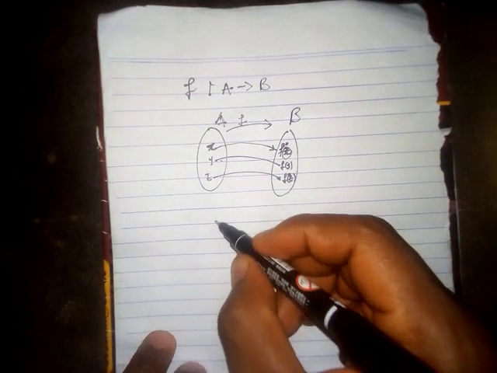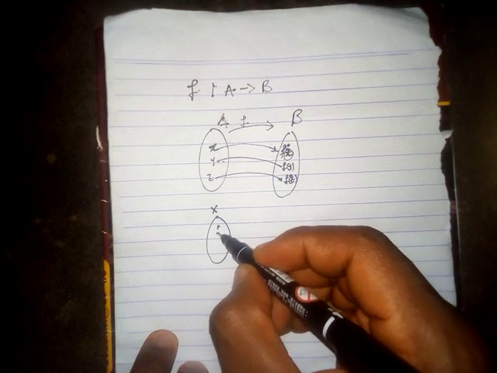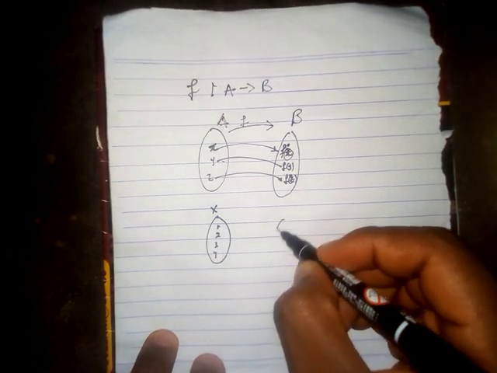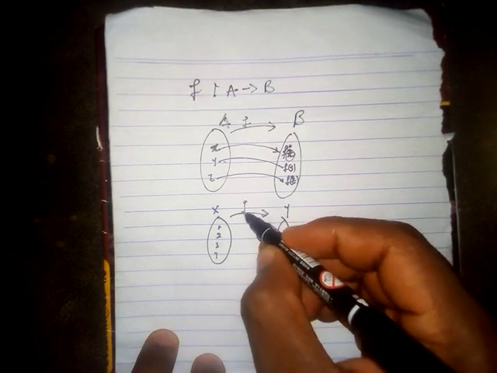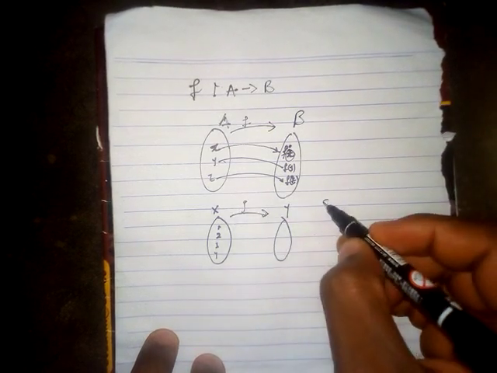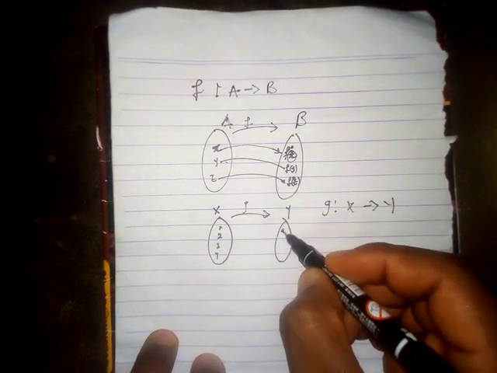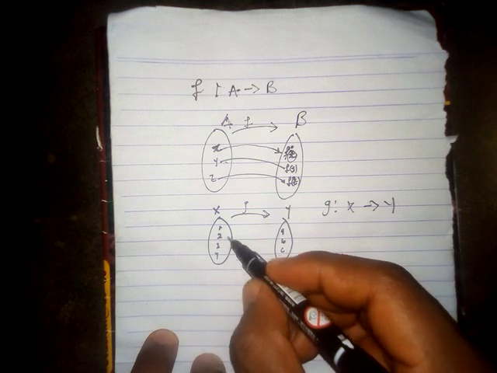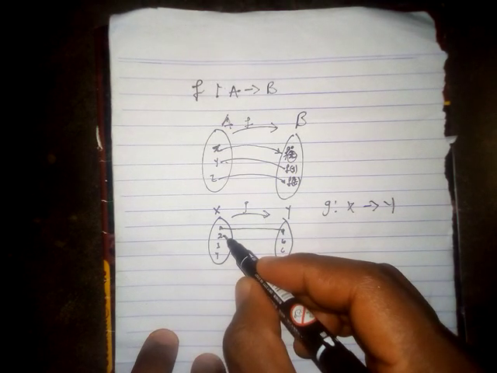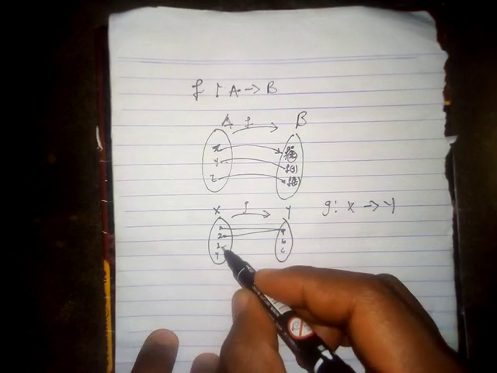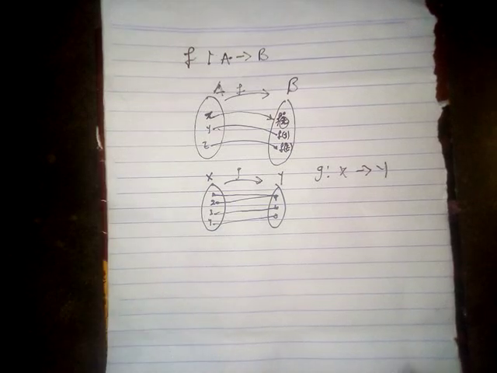We can have other examples. Let's say this is X, and I have 1, 2, 3, 4. I have another set, I call it Y. Now let's call this function g, g mapping X to Y, that is, g maps X to Y. Now let's say this is a, b, c. Now observe that 1 can go to this, 2 can also go to a, this goes to this, this goes to this.